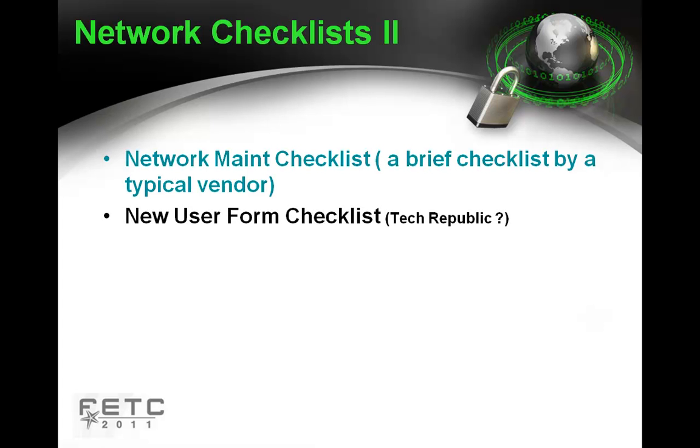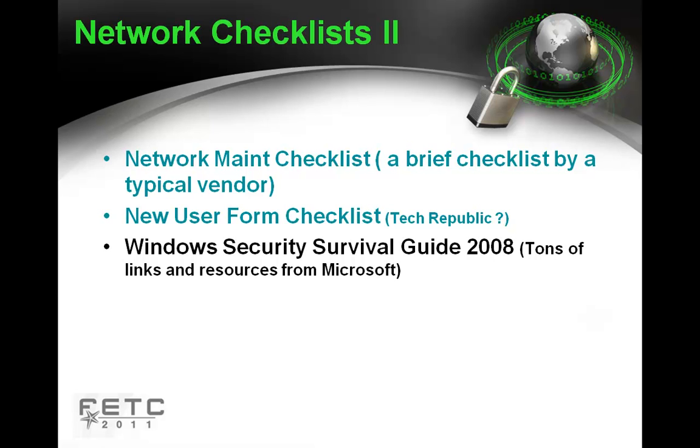I would get a network maintenance checklist. It's a brief checklist that was done by a typical vendor. It kind of gives you an idea of what they're doing and then what I would do. And I've taken, like I said, I pulled a lot of resources from these. Also, there's a new user form, which I think came from Tech Republic, but it's so old, I honestly don't remember where I got it from.